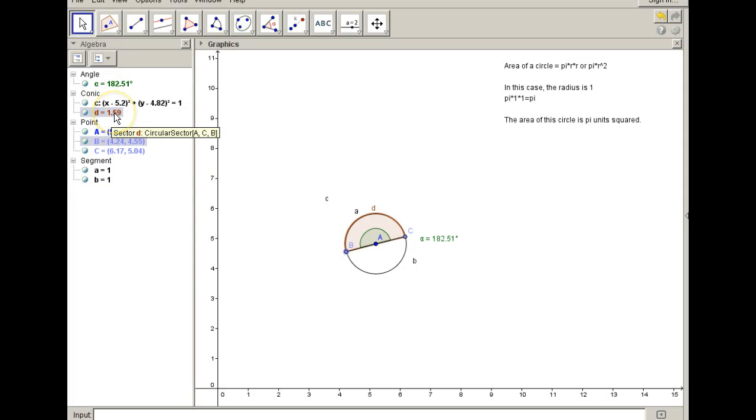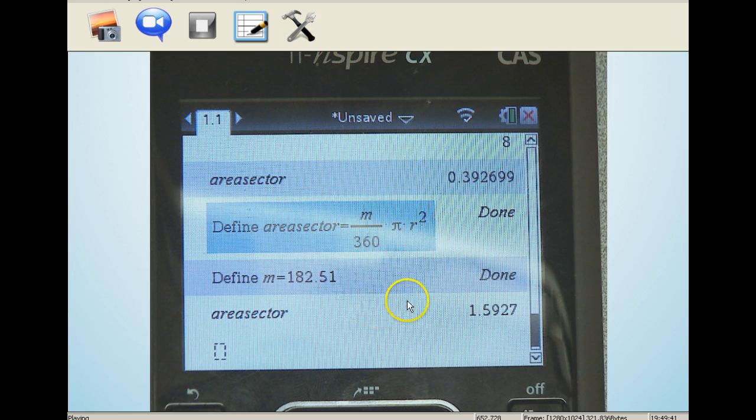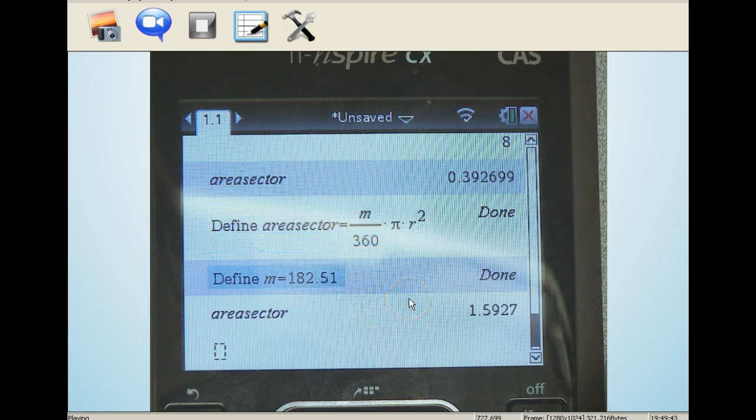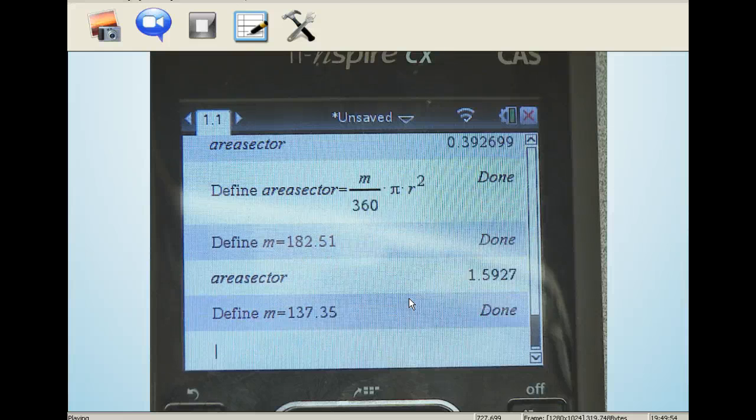So let's do that for like one or two more here. There's the area of the sector, 1.59 on 182.51 degrees. So here we go, 137.35. So I can come down here, and it was 137.35. So I'm changing the angle, 137.35. Okay, and now I can run my formula again.